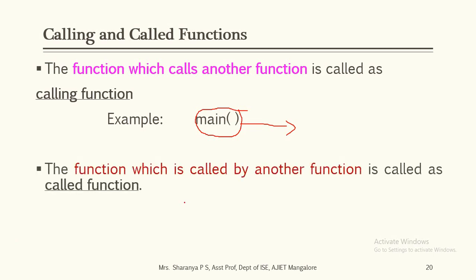Next, the function which is called by another function is called a called function. In the example, add is a function which will be called by the main function. So the called function is nothing but add. In the analogy, the person whom I called will be the called person. This is how we refer to a calling function and a called function. A calling function is a function which calls some other function, such as main, and a called function is a function which is called by some other function, that is the add function.